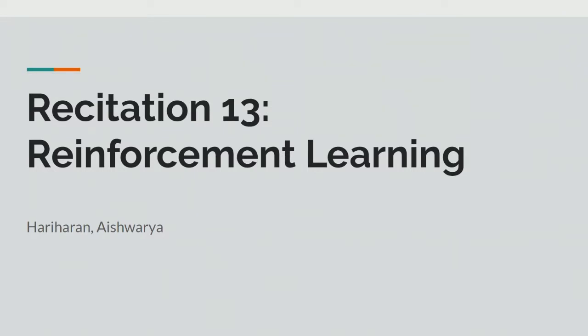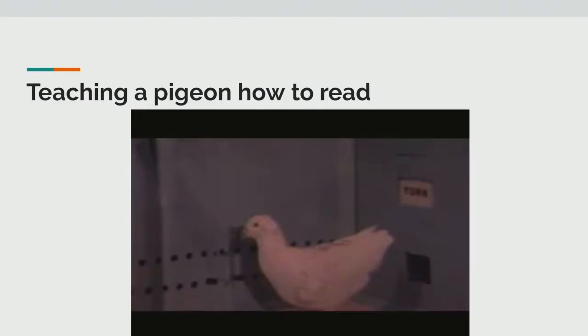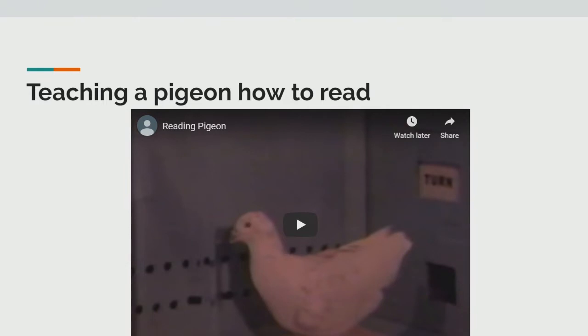Last week, we saw GANs in the previous recitation, where we generated cool images. Now, let's see how we can teach a pigeon how to read.